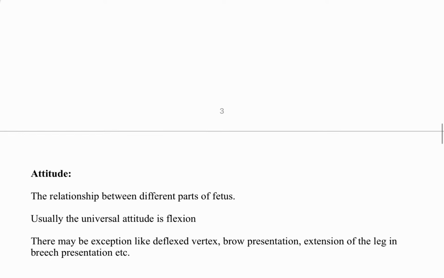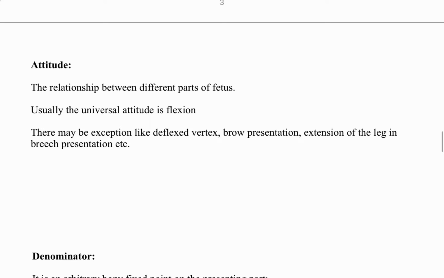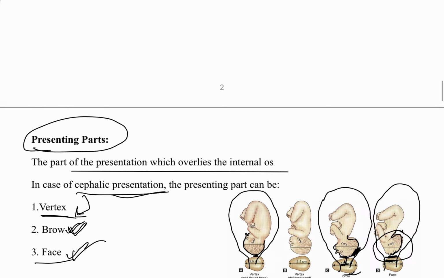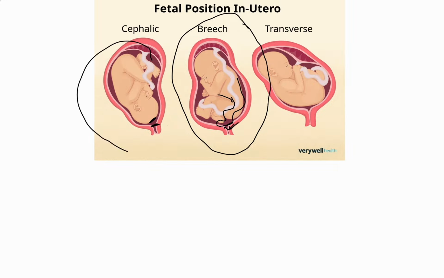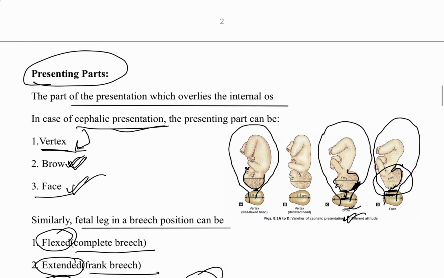Now let's move on to the next topic, which is the attitude of the fetus. Attitude is a very easy topic to understand. It is actually the relationship between different parts of the fetus. And if we look at the picture here, this is a very typical picture. We can see that all the limbs, both upper limb and lower limb, and the head itself, and all the joints of this fetus is in a flexed position, right? So this is known as flexion as attitude, which is the universal attitude of the fetus.